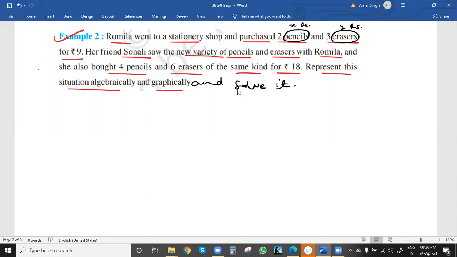Here, 4 pencils, one pencil is x rupees, erasers at y, cost is ₹18. Here the cost was 9. So represent this algebraically. Then, before drawing the graph, just find out whether it has a unique solution, no solution, or infinitely many solutions.